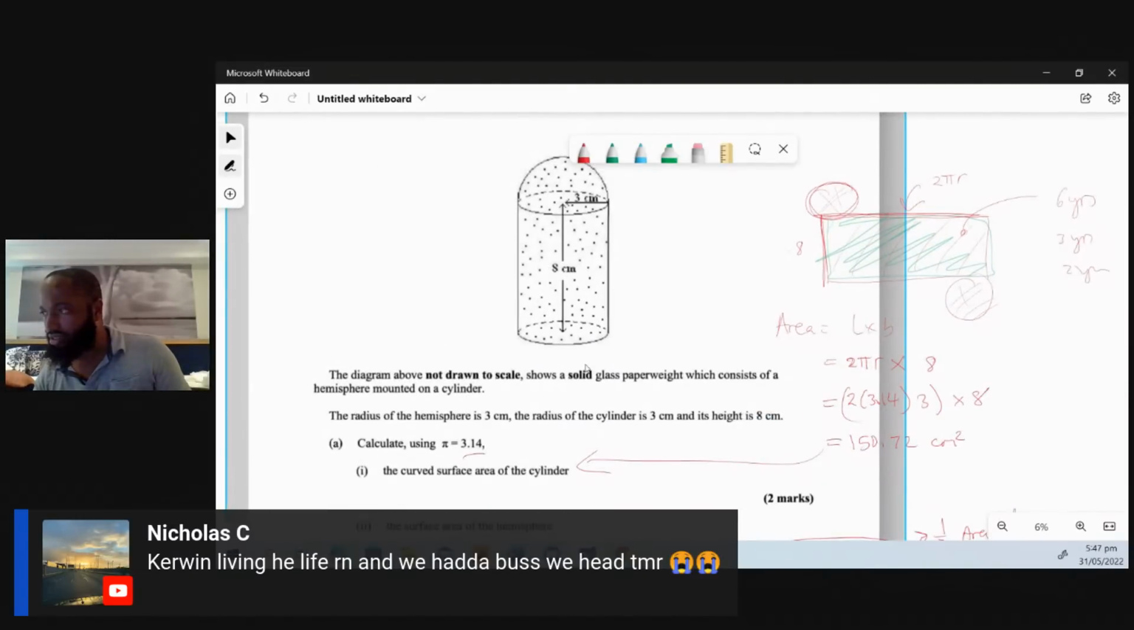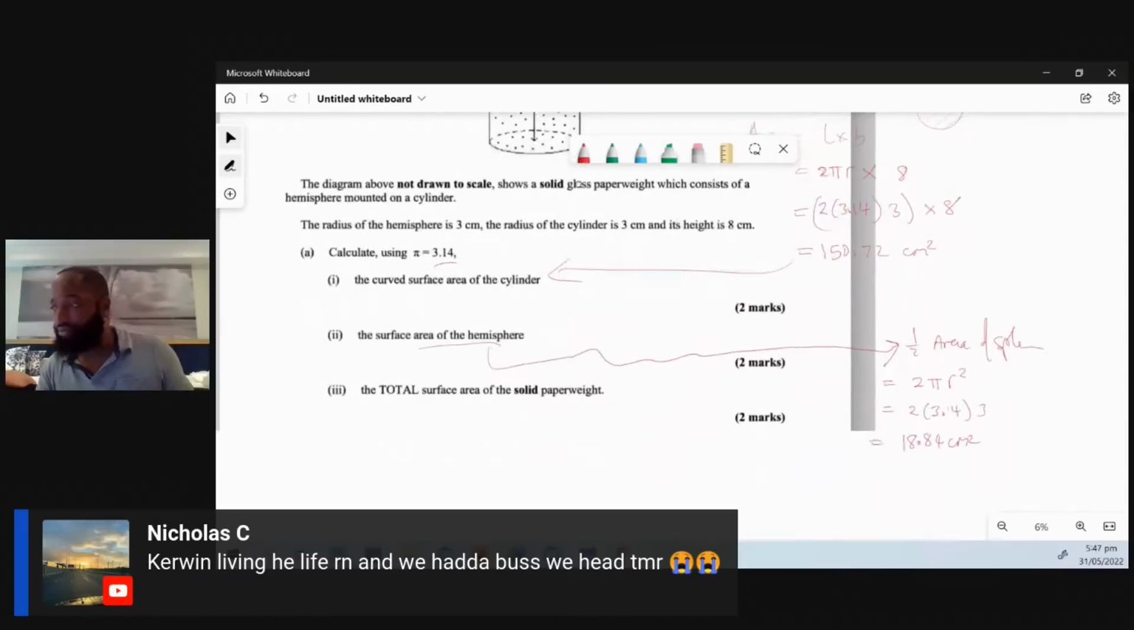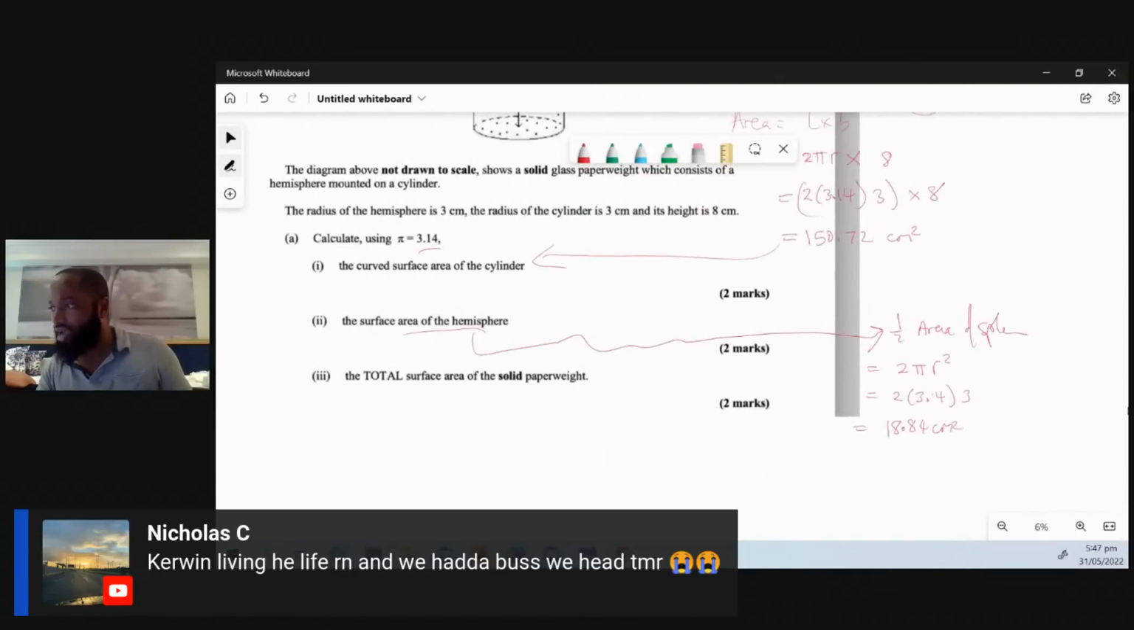This is 8 times 3, 3 by 4. 8 times 3, 3, 6. Yeah, all right. Half the area of a sphere. So instead of 4 pi r squared, 2 pi r squared.